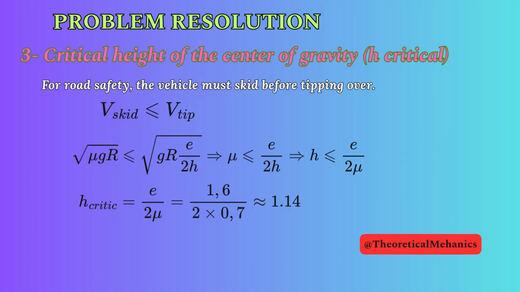Therefore, everything depends on the wheel span and the coefficient of friction: 1.6 divided by 2 times 0.7, and finally we obtain 1.14 meters, which is the critical height.